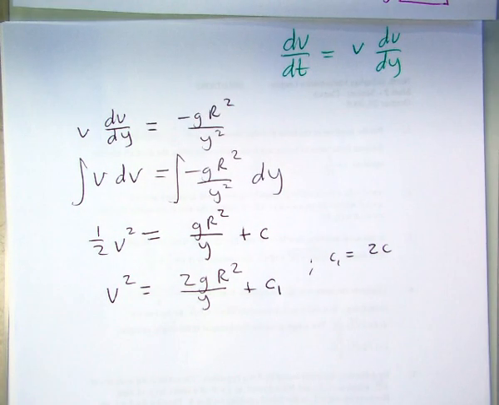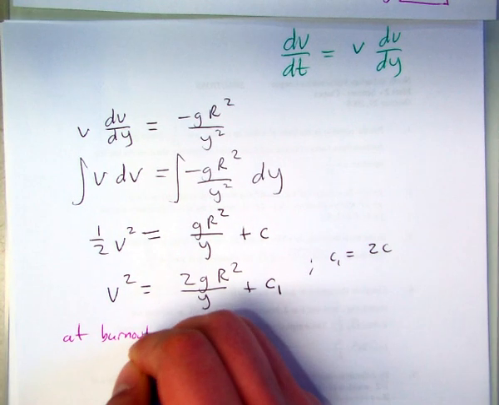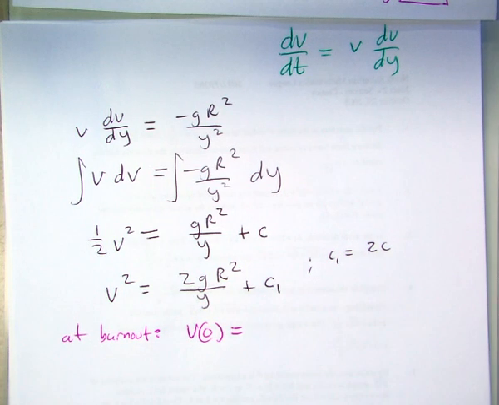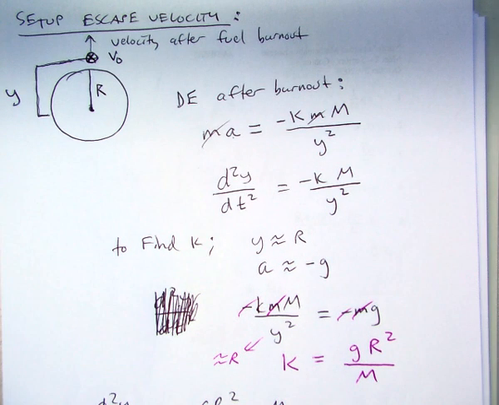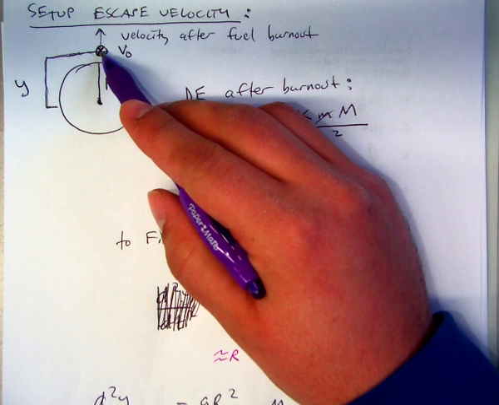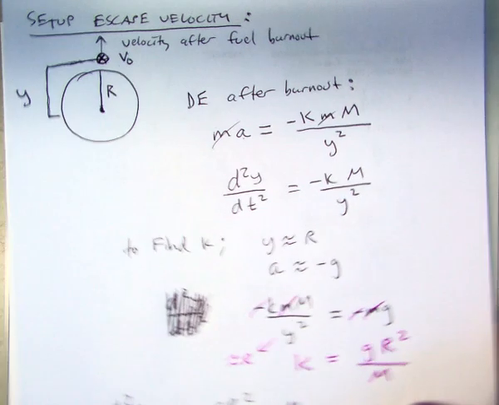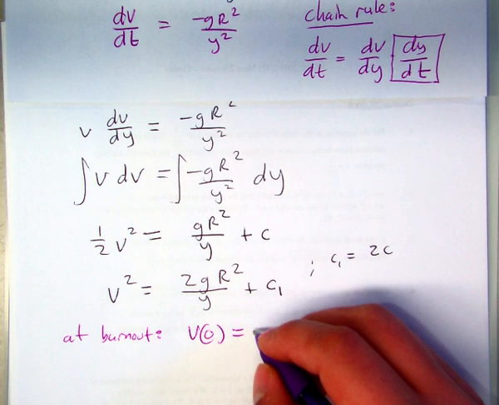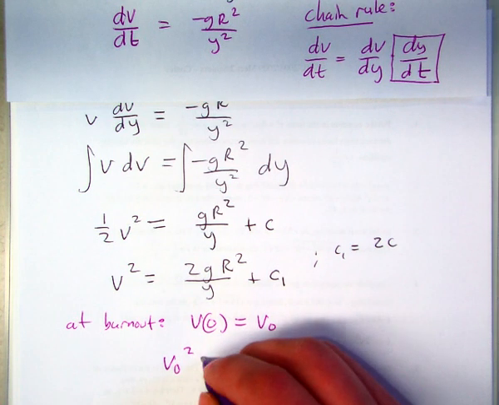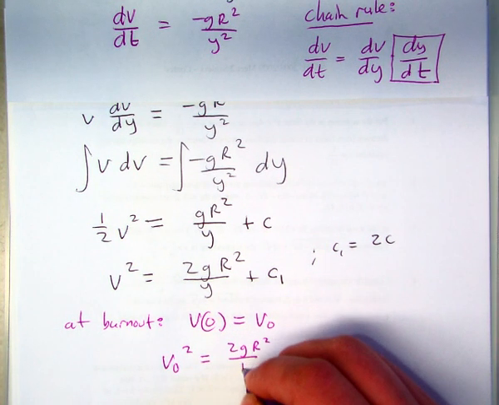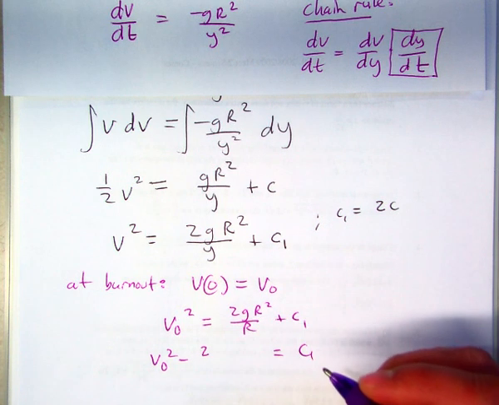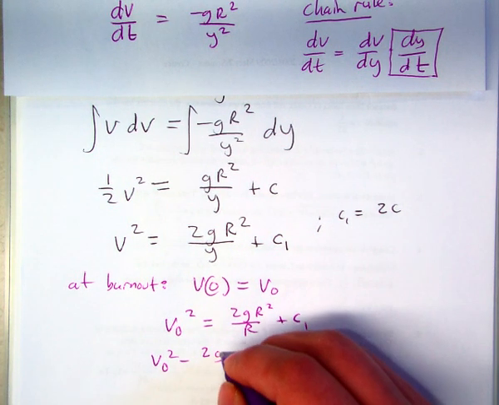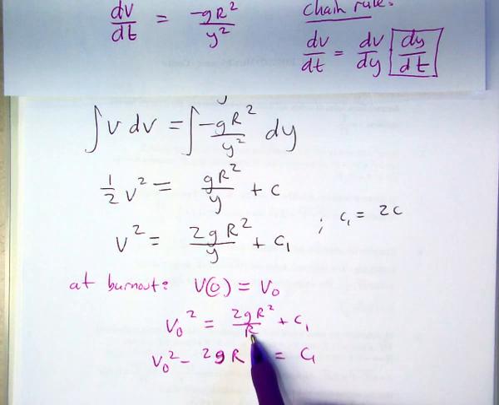Alright, so now at burnout, what's the velocity there? That's when we start keeping track. What was the assumption up here? Velocity was just initial velocity, v0, right? So, plug that in. So we get v0 squared equals 2g r squared over r plus c1. So c1 is going to be v0 squared minus 2g r. So I'm replacing y with r.